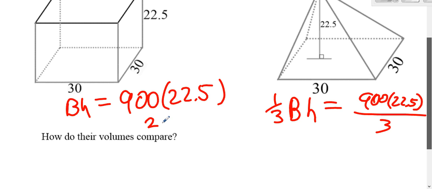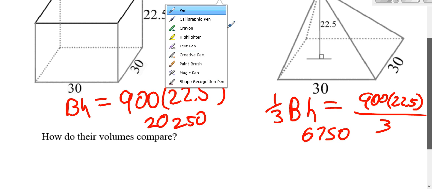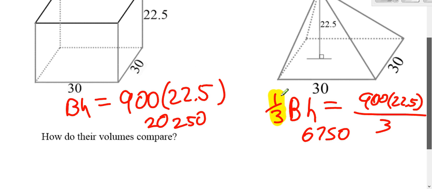So the prism is 20,250, and the pyramid is 6,750. How do the volumes compare? Well, we could have answered that before we did anything, actually, because the only difference is the 1/3.